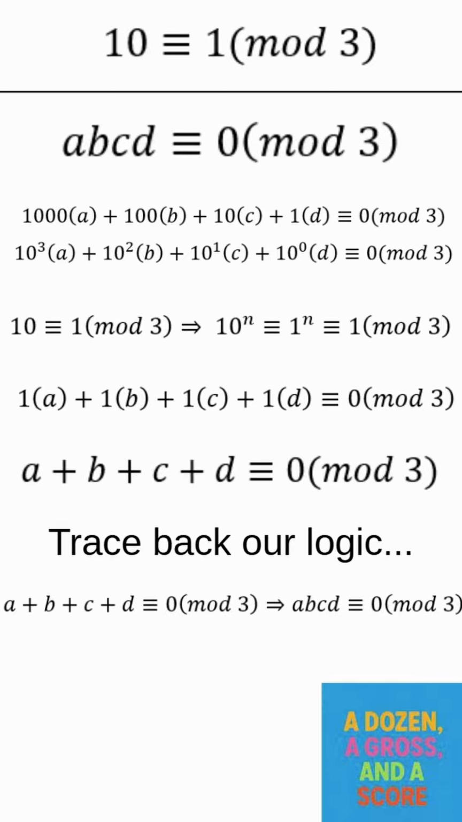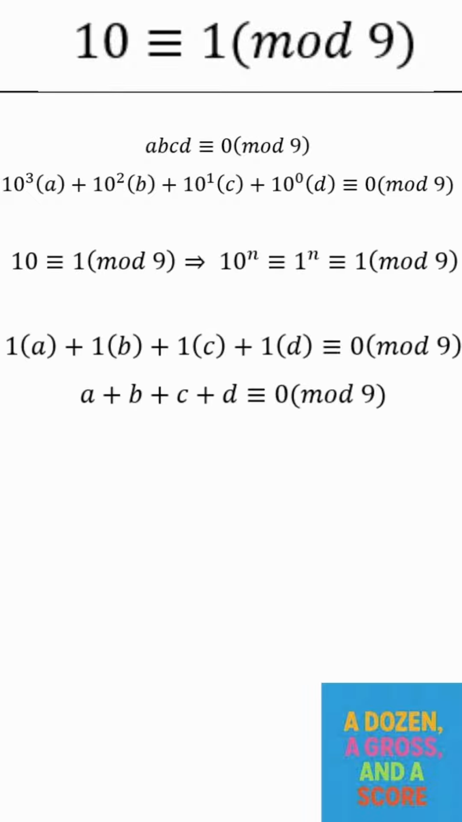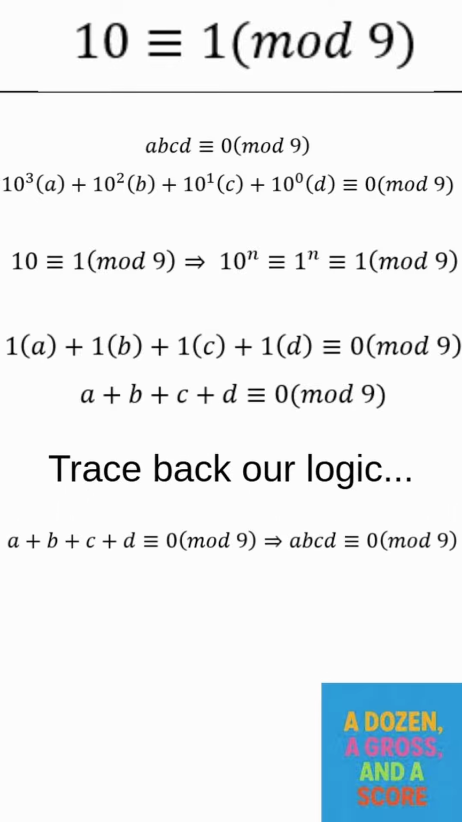Very similarly, we can develop a divisibility trick for 9, since the remainder of division of 10 by 9 is 1. We again expand the number to a sum of multiples of powers of 10, and apply the modulo to each term. Now we know that if the sum of the digits of a number is divisible by 3 or 9, then the number is divisible by 3 or 9 respectively.